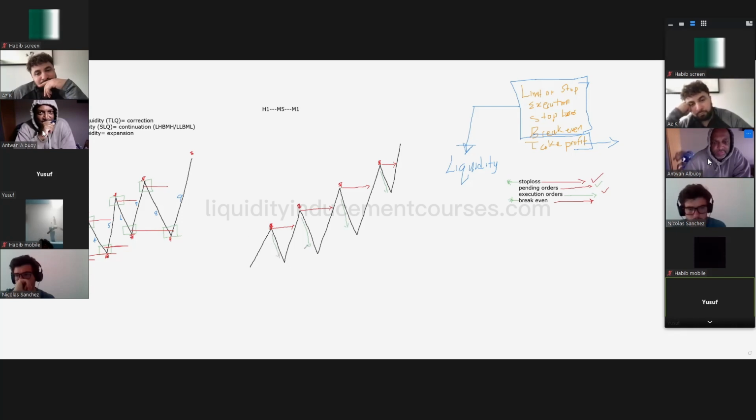But then, what about this transaction? What about this and this and this? What liquidity is responsible for it? Structural liquidity. Which is the liquidity for what? Continuation.